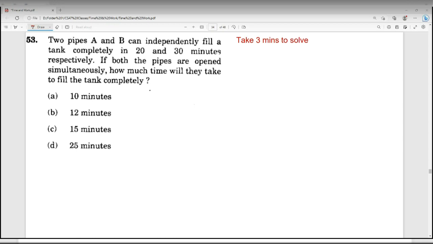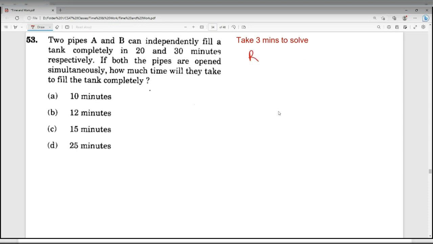The time is up. Majority have got option B. We'll see how to go about this. This is a standard question that we face. There are two pipes A and B which can independently fill a tank completely in 20 and 30 minutes respectively. If both the pipes are open simultaneously, how much time will it take to fill the tank completely?